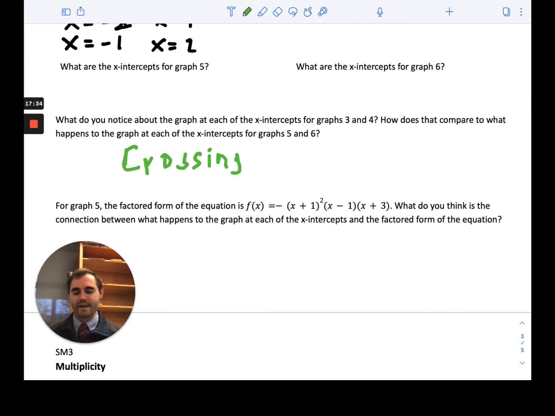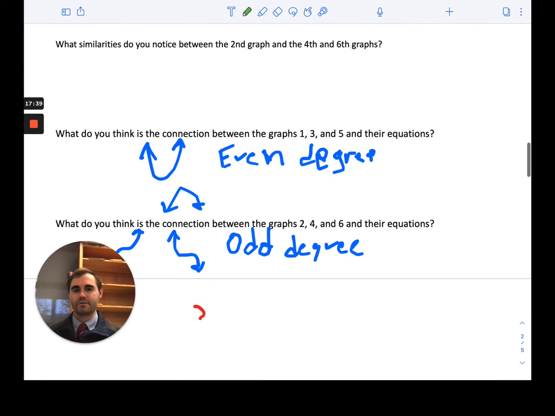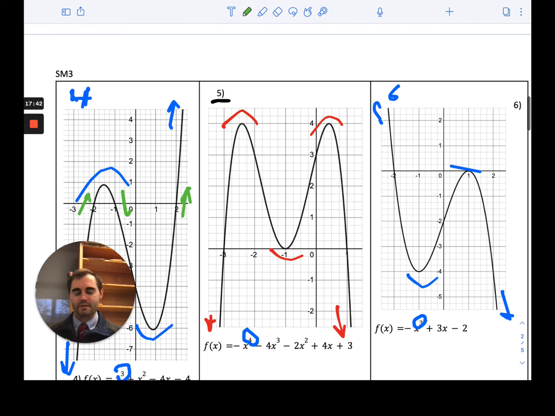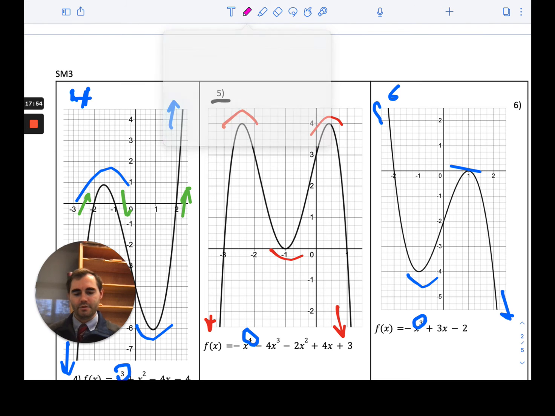Let's now take a look at graphs number 5 and 6 and see what's happening with the x-intercepts there. So let me scroll back up to the top. So let's see, graphs 5 and 6. Okay, let me change my color here. Let's go with this purplish color. Okay, so I'm looking at graph number 5 here.